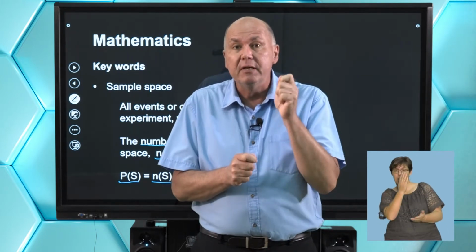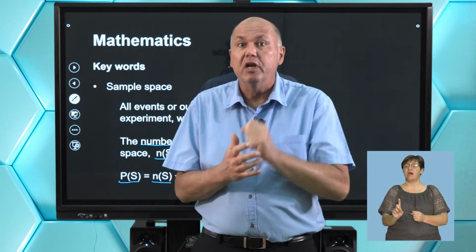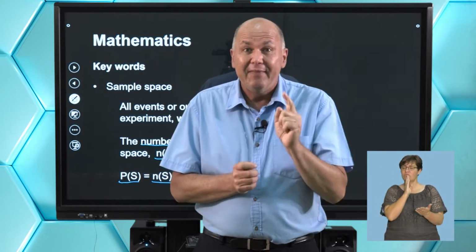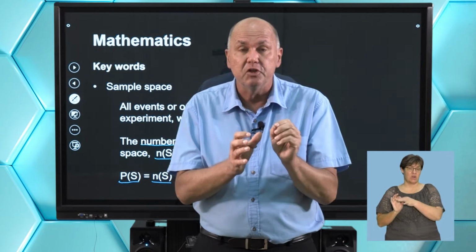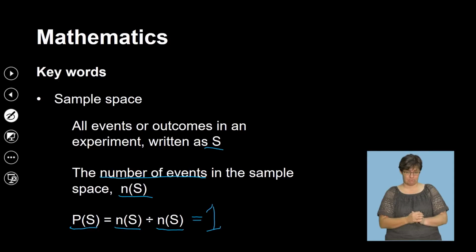We know for certain it's going to happen. So whenever you see a probability of 1, you know you can be 100% sure. And that's a very important relationship. We're going to use it a little later. Right, let's have a look at the next term.